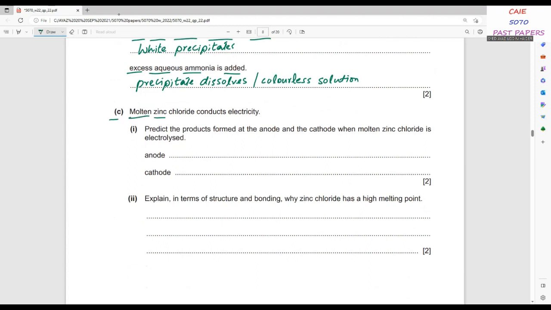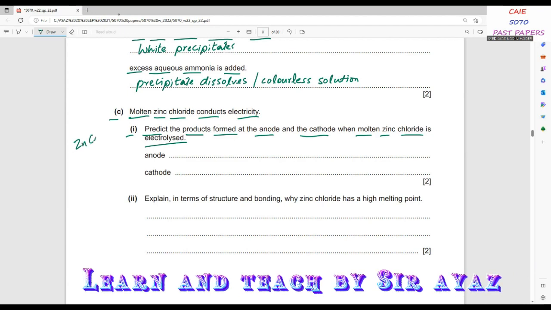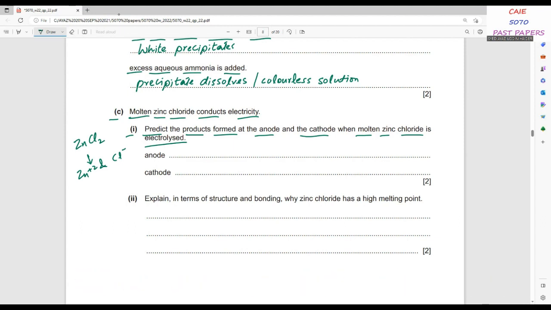C. Molten zinc chloride conducts electricity. Number 1, predict the products formed at the anode and the cathode when molten zinc chloride is electrolyzed. The formula of zinc chloride is ZnCl2. It contains Zn2+ ions and Cl- ions. So Zn2+ will gain electrons to form zinc, Zn, at the cathode.